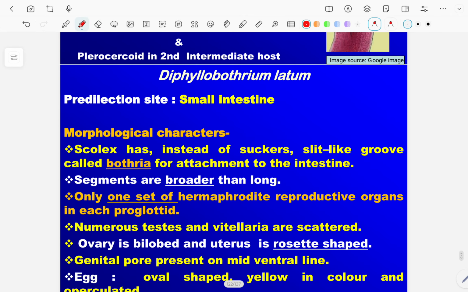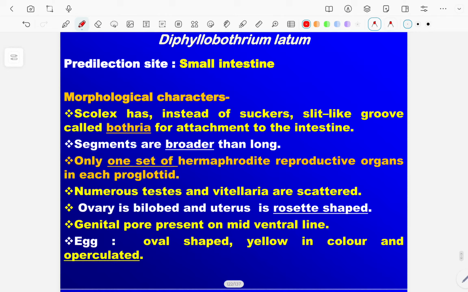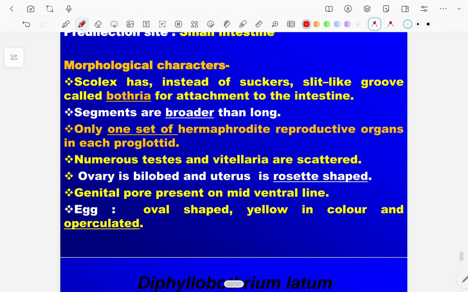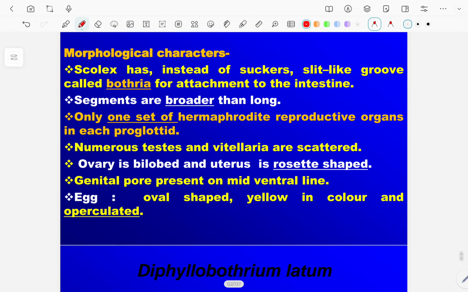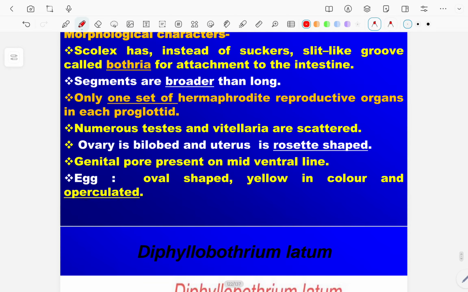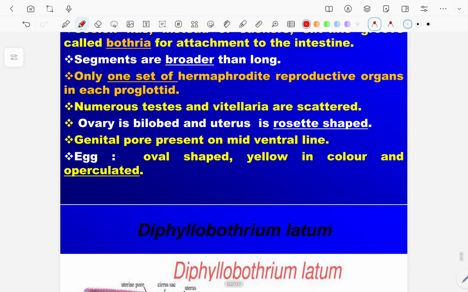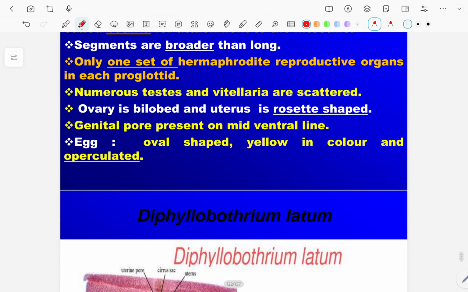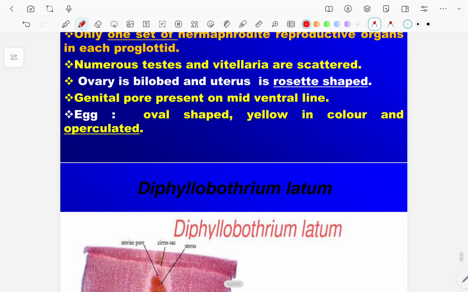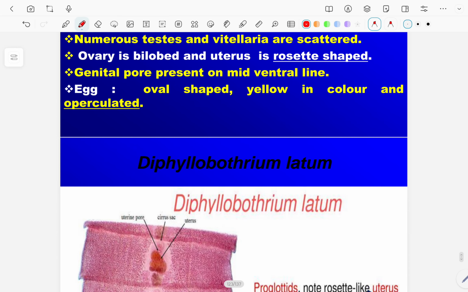Morphological characters: the scolex has, instead of suckers, slit-like grooves called bothria for attachment to the intestine. Segments are broader than long. Only one set of hermaphrodite reproductive organs in each proglottid. Numerous testes and vitellaria are scattered. The ovary is bilobed and the uterus is rosette-shaped. The genital pore is present on the mid-ventral line. The egg is oval, yellow in color and operculated.